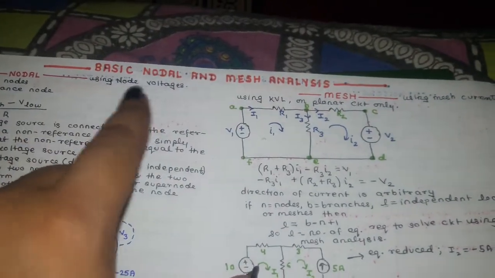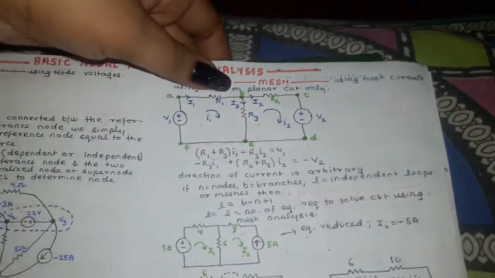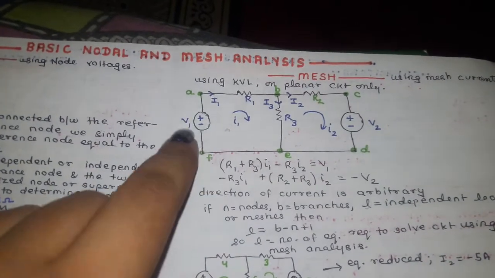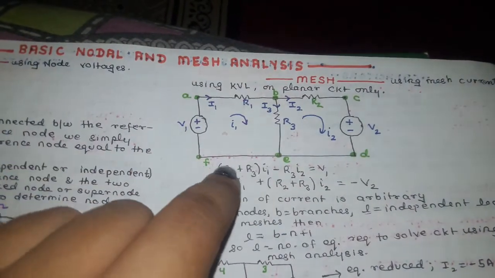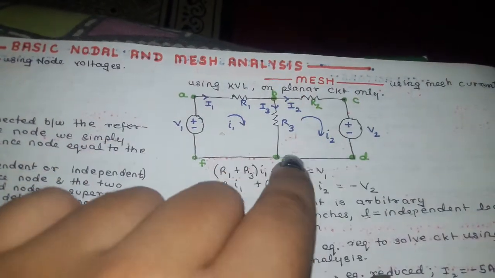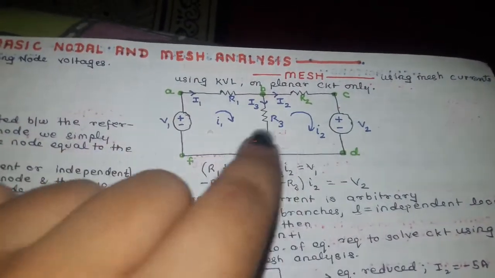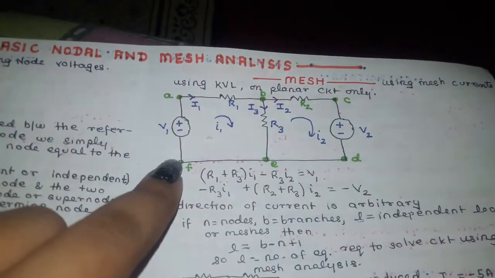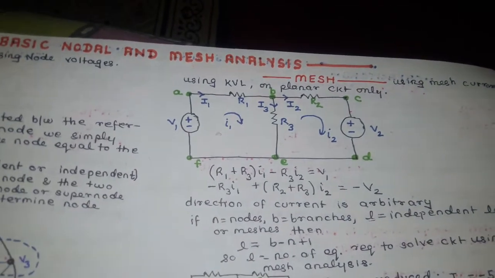Now let's talk about mesh analysis. Here we are using mesh currents. In nodal analysis we use node voltages; in mesh analysis we use mesh currents. Let's talk about what a mesh is. A mesh is a loop which doesn't have any other loop inside it. This single thing could be a mesh and this single thing could be a mesh. This particular loop and this particular loop could be meshes, but this particular loop is not a mesh. A loop within a loop is not a mesh.